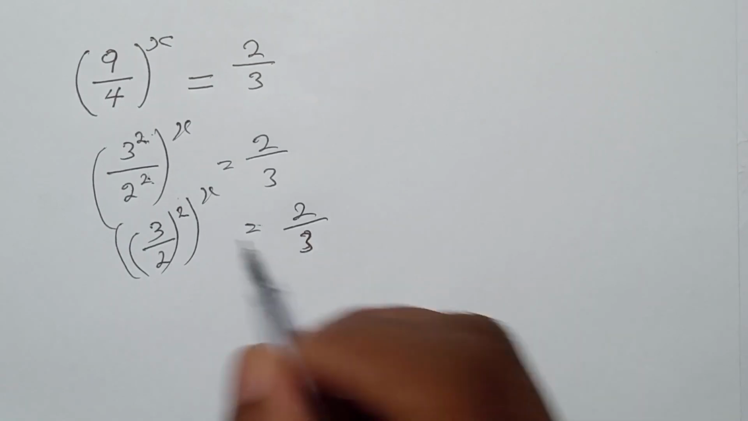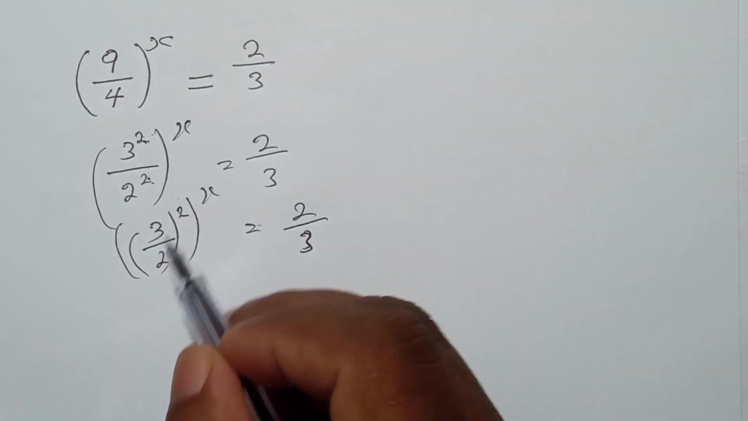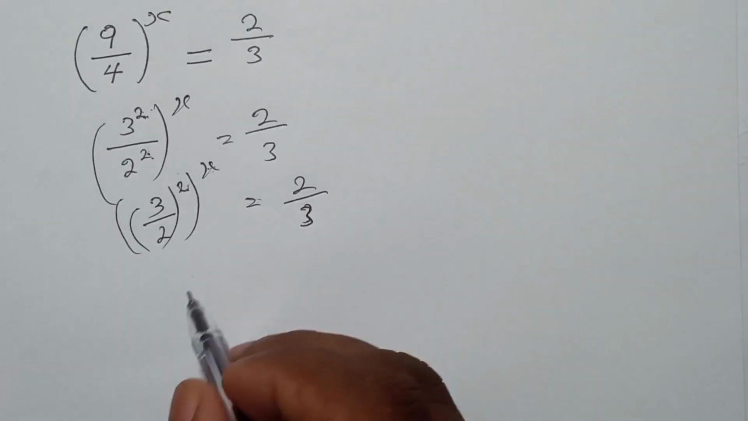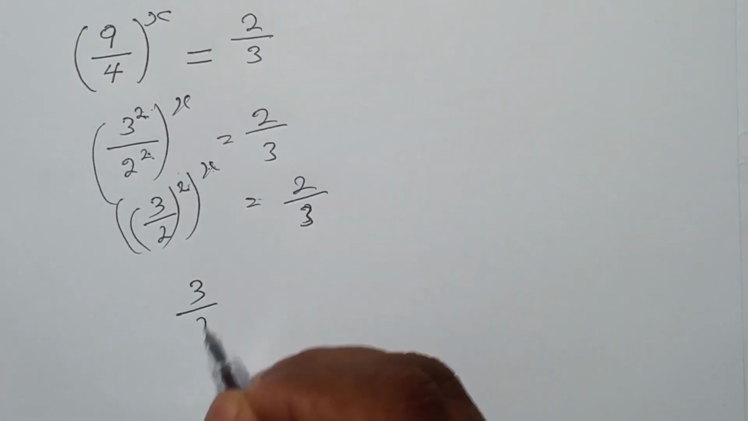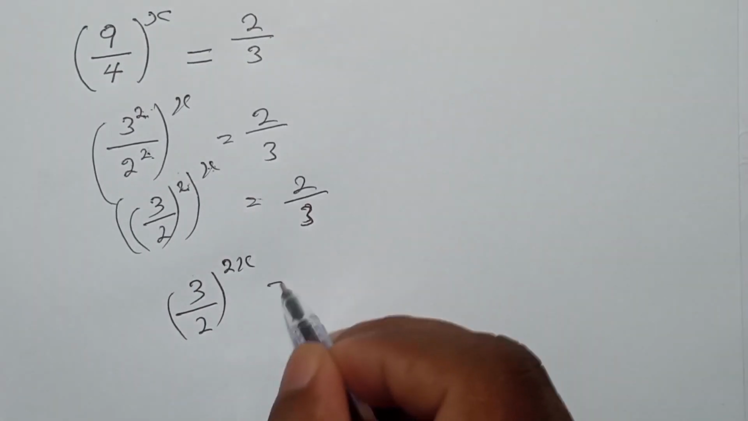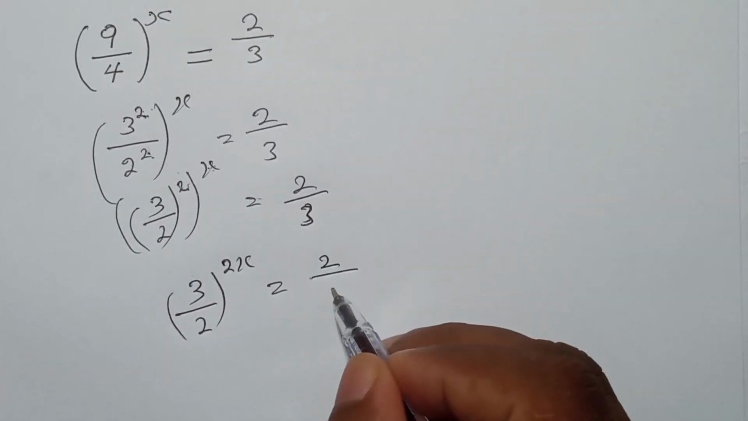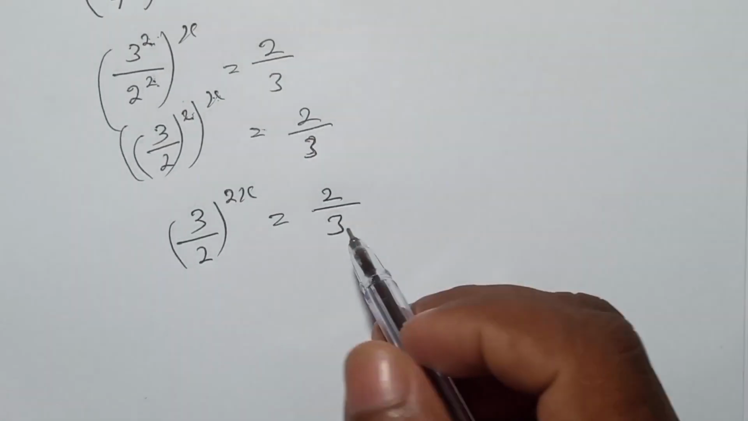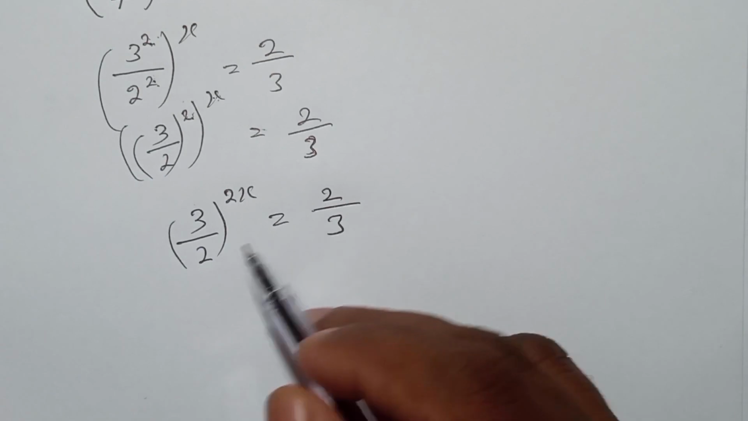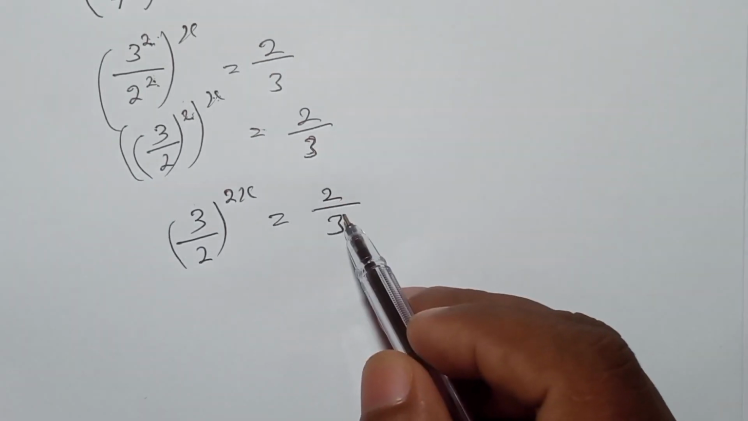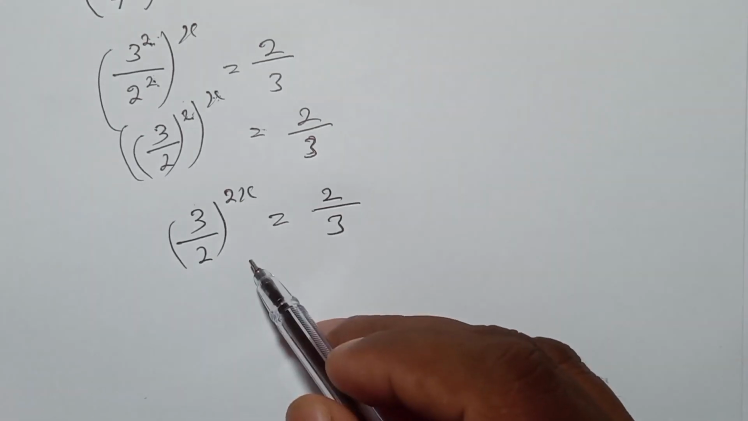Now this 3 over 2 has index 2 and x, so you can multiply these two, right? That means here will be 3 over 2 to the power 2 times x, which is 2x, right? Here just 2 over 3. But like my previous questions, here they are not the same term, right? Here 3 over 2, here 2 over 3, different. So what can we do to make them the same here?